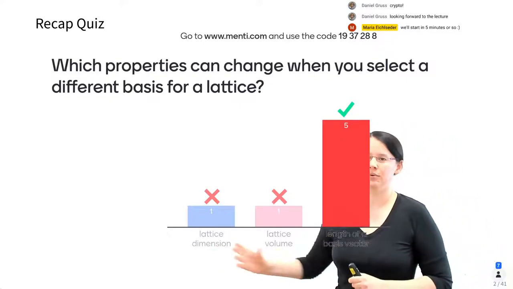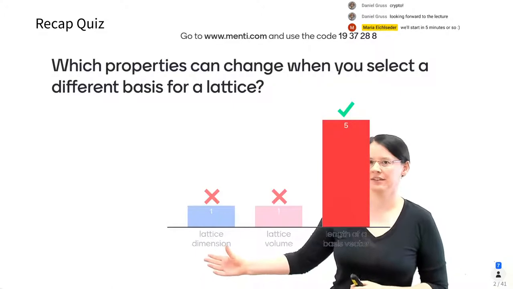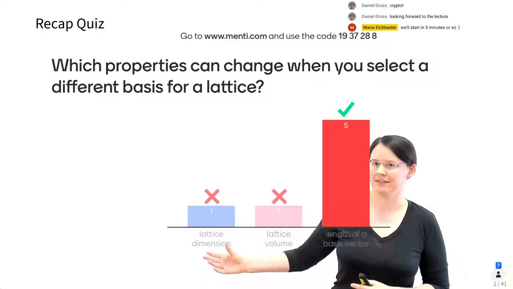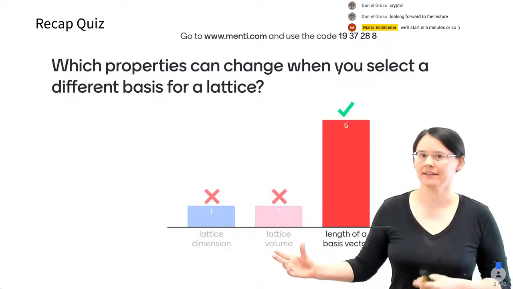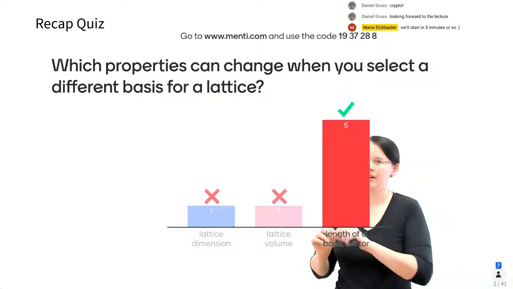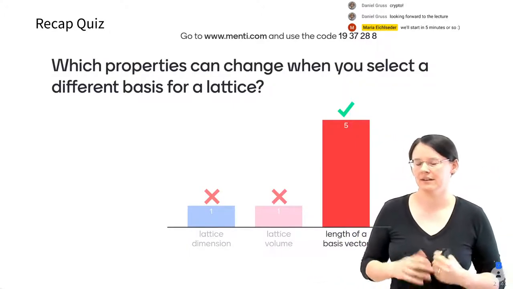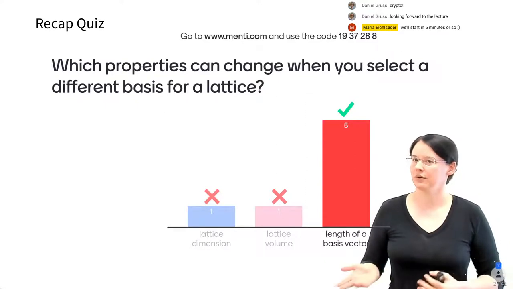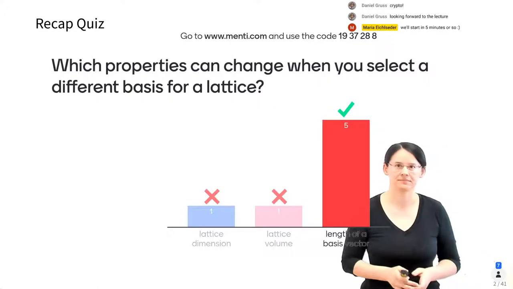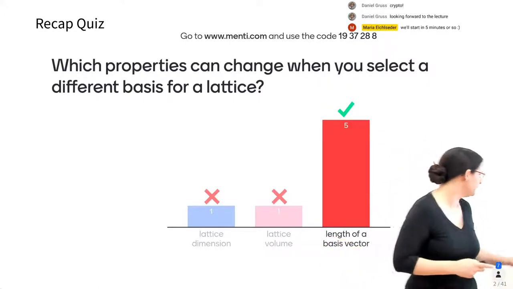These two here are two invariant properties, they don't change. So the first one, the dimension, is essentially the number of basis vectors, which always stays the same if the lattice stays the same. And the second one, the volume, if you remember, that was the area or the volume that is enclosed by the lattice basis vectors. And this, even though the vectors can change, never changes. Okay, so let's have a look at the next one.